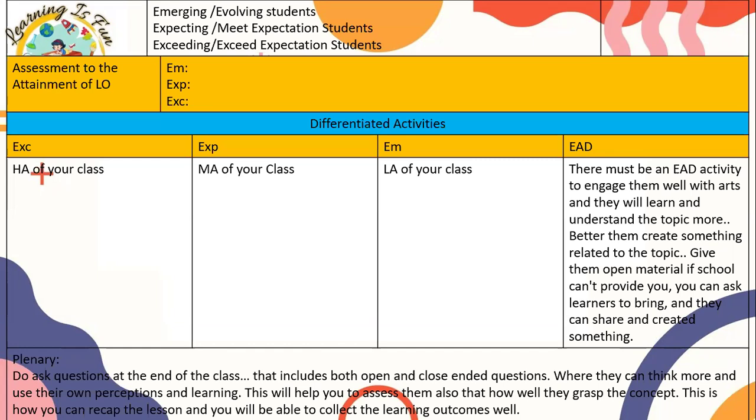Your emphasis and focus should be on the low learners. Please try to do that. Try to involve yourself with those children in such a way, and then you will see the magic in your classrooms. Then EAD activity, make them learn with EAD activities.